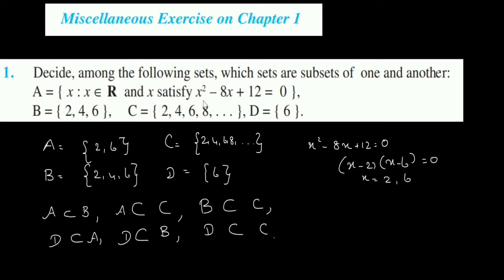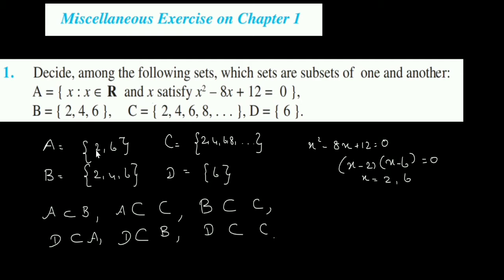The set A is the solution, that is, we have to solve this equation x square minus 8x plus 12 equal to 0. When you solve this, you get x is 2 or 6. So the set A is {2, 6}. Set B is {2, 4, 6}. Set C is {2, 4, 6, 8, ...}. Set D is {6}. Is A a subset of B?